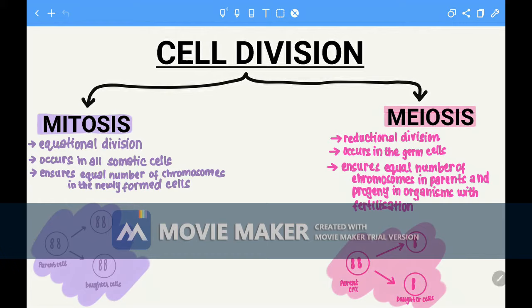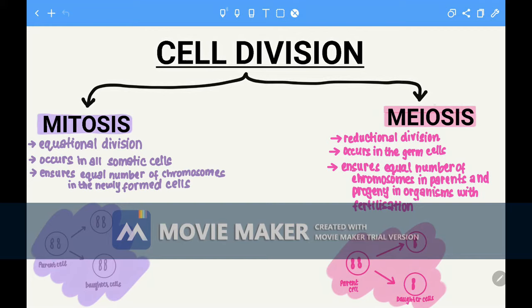As we can see under mitosis, this diagram shows that the parent cell has 2 chromosomes and the daughter cell also has 2 chromosomes. If we notice, the number of chromosomes in the parent cell and the daughter cell are equal, hence equational division. Equal number of chromosomes in the parent cell and the daughter cell.